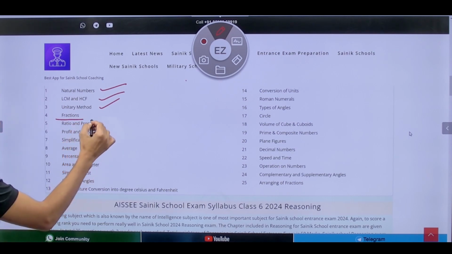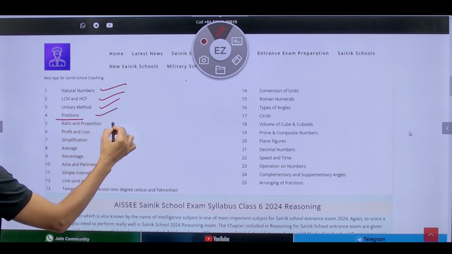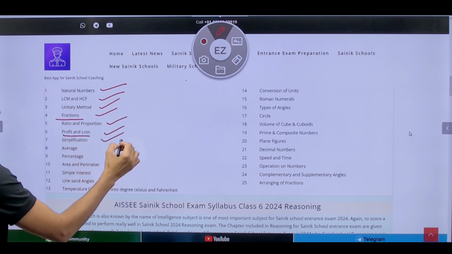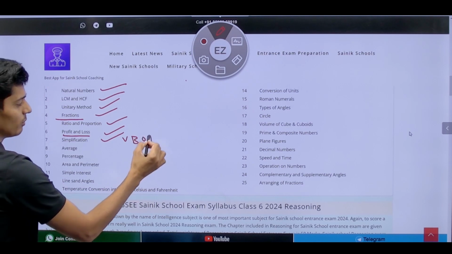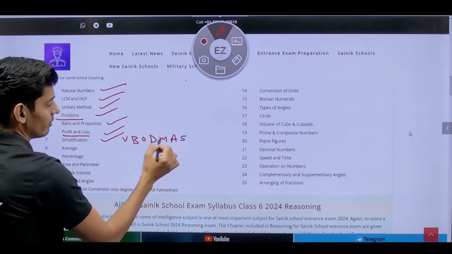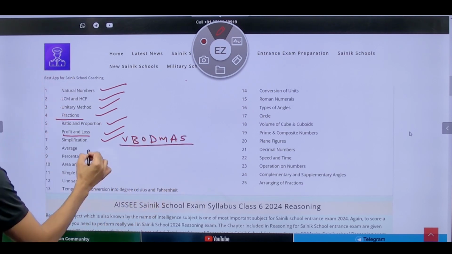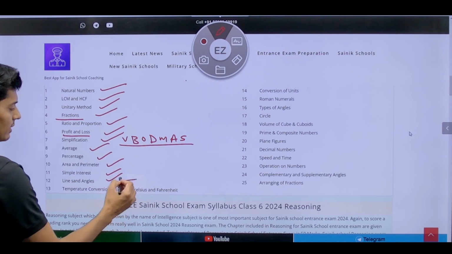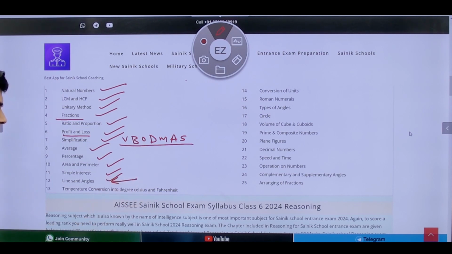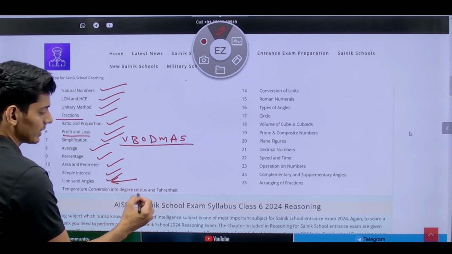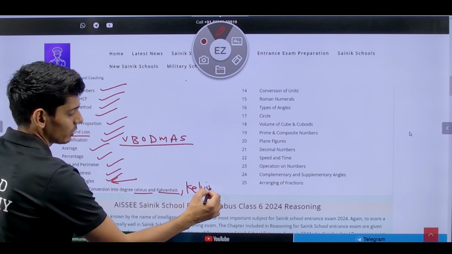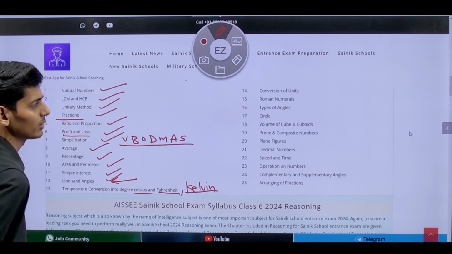So we have fractions. Number 5th is ratio and proportion. Then 6th chapter is profit and loss. Simplification is what I refer to as VBODMAS, the concept of VBODMAS, where you have to find the value of variables. Then you have average, percentage, area and perimeter, simple interest, lines and angles. Lines and angles is a part of probably geometry. Temperature conversion of Celsius and Fahrenheit, we also recommend that you solve questions related to Kelvin. So we have 3 particular temperature units.